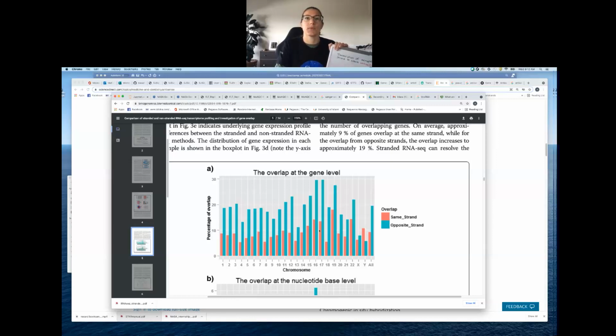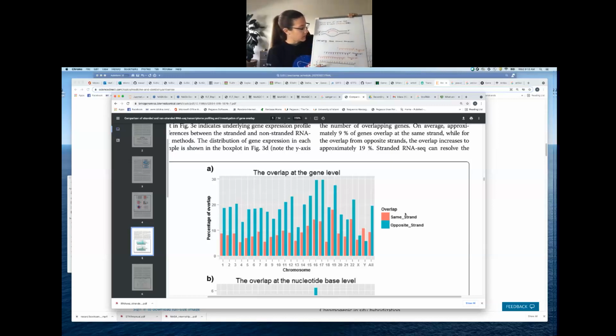In this paper that I put on that Google Drive, you'll see a breakdown of overlapping transcripts that come from the same strand. And then also, as I just showed you, we can have sense and antisense RNA. That sense and antisense RNA can also come from overlapping regions on the DNA. I just have a little picture here of what that looks like.